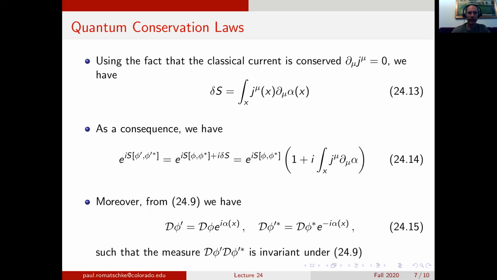In addition to the action, for the path integral, we also have to look at what happens to the measure. Plugging in the explicit form of the symmetry, we find that the Jacobian, if you want, of the field phi prime is just given as e to the i alpha of x. And the Jacobian of the transformation of the complex conjugate is given as e to the minus i alpha of x. What this means is that the measure d phi prime d phi prime star is invariant under this combination, because the Jacobians of the phi and the phi star fields just cancel. So we find that the measure of the path integral is invariant under this local change that we've written down in equation 24.9.